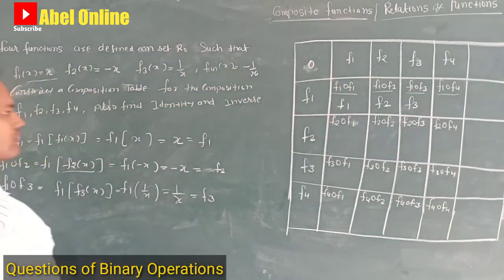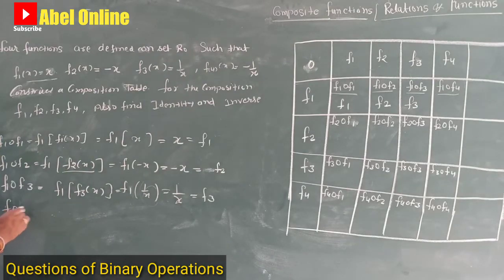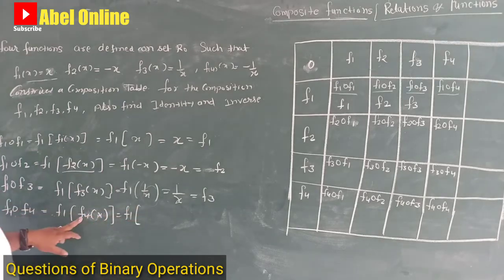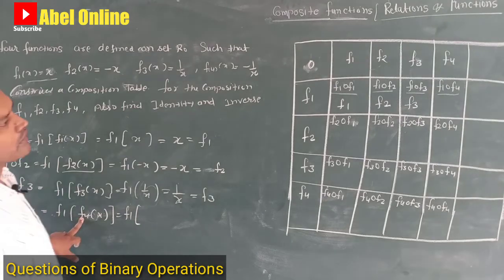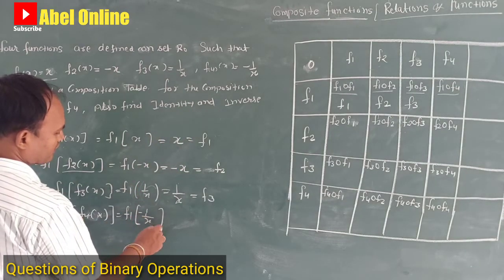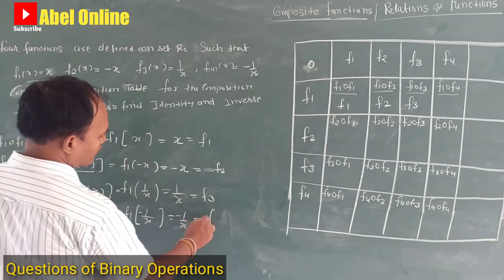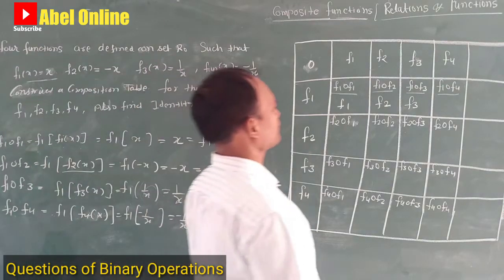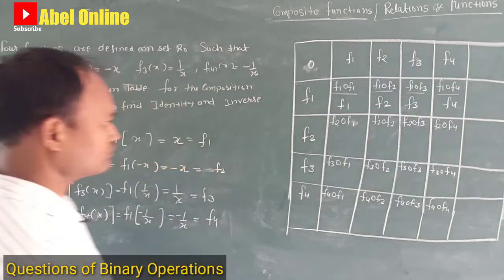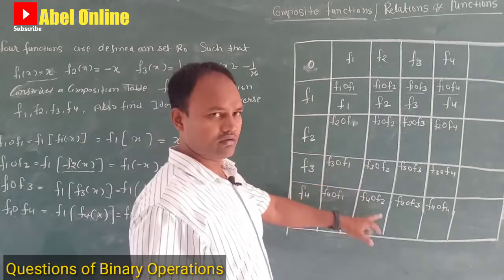Okay, next one is f1 o f4, which means f1 in bracket f4(x). The value of f4(x) is minus 1 upon x, and minus 1 upon x is the value of f4, so we can write here f4. Same way we can find all other values.